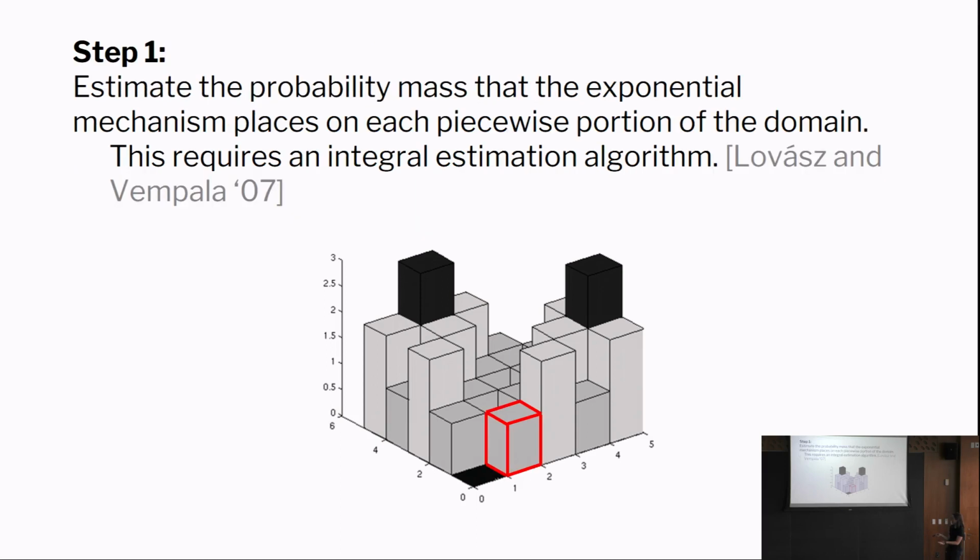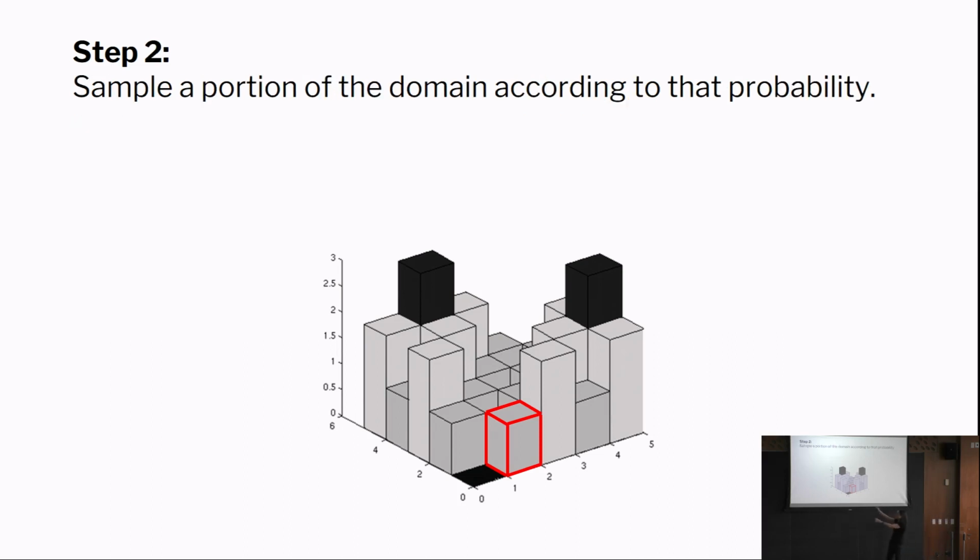So I'm going to tell you what the algorithm looks like. Step one, remember, we want to run the exponential mechanism, but that's hard. So we want to approximate the exponential mechanism. The first thing we do is estimate the probability mass the exponential mechanism places on each piecewise portion of the domain. We've got all of these piecewise portions, and we just estimate the probability mass that the exponential mechanism puts on each of them. This requires an integral estimation algorithm, which is by Lovász and Vempala. And then we sample a portion of the domain according to those probability mass estimations. So like I've sampled this red piece, maybe.